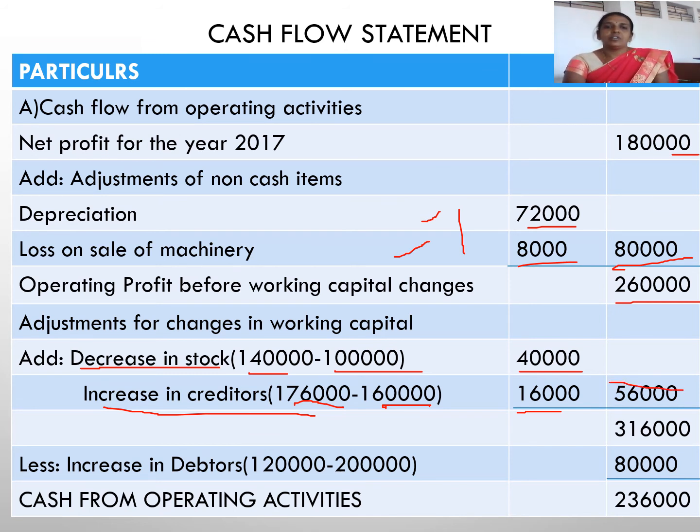In that you have to deduct the increase in debtors, that is the increase in current assets. In the year 2016 it was rupees 1,20,000 and in the year 2017 it was rupees 2 lakh. So you have to deduct the resultant amount, which is 80,000, and the total of this amount column comes to rupees 2,36,000.